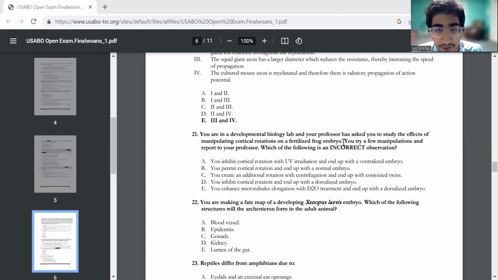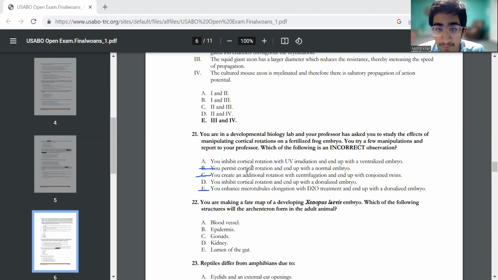You try a few manipulations and report to your professor which of the following. Okay, so this is only one. Which of the following is an incorrect observation? Well, based on what I'm seeing, I know for sure the answer is going to be either A or D. Because both of them, you're inhibiting cortical rotation, but they're leading to different results, which is not possible. It's either going to be ventralized or dorsalized. And in this case, it is just going to be ventralized. It's something I remember.